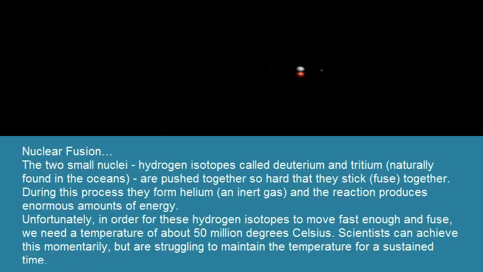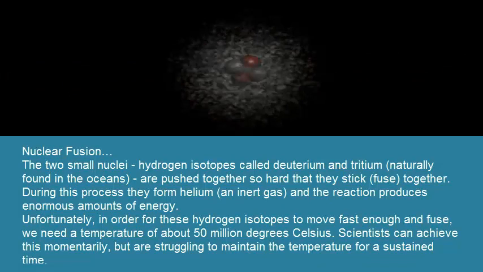The 2 small nuclei, hydrogen isotopes called deuterium and tritium, naturally found in the oceans, are pushed together so hard that they stick, fuse together. During this process they form helium, an inert gas, and the reaction produces enormous amounts of energy.